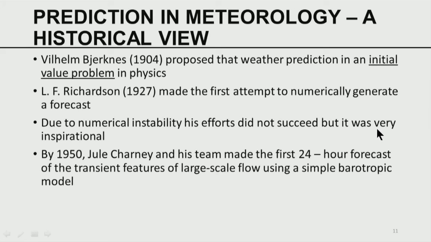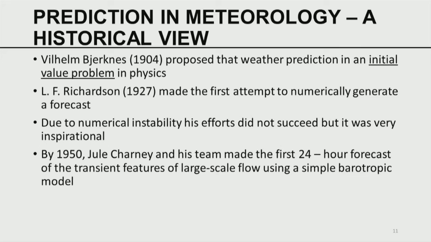In 1950, Jules Charney and his team, using the very first computer in 1951-52, made the first 24-hour forecast of the transient features of large-scale flow using a simple barotropic model. With that began the modern era of weather prediction. So this is a very short history of predictions within the context of atmospheric sciences.